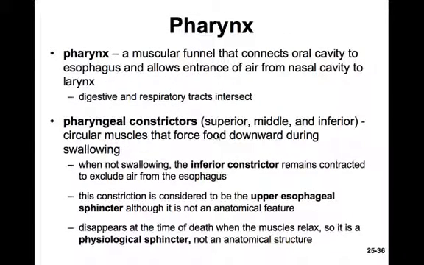So now on to the pharynx. The pharynx is where we see the digestive and respiratory tracts intersecting. It's a muscular funnel that connects the oral cavity to the esophagus, and it allows entrance of the air from the nasal cavity into the larynx. There are several muscles involved in forcing food down during swallowing. We'll visit those here soon.